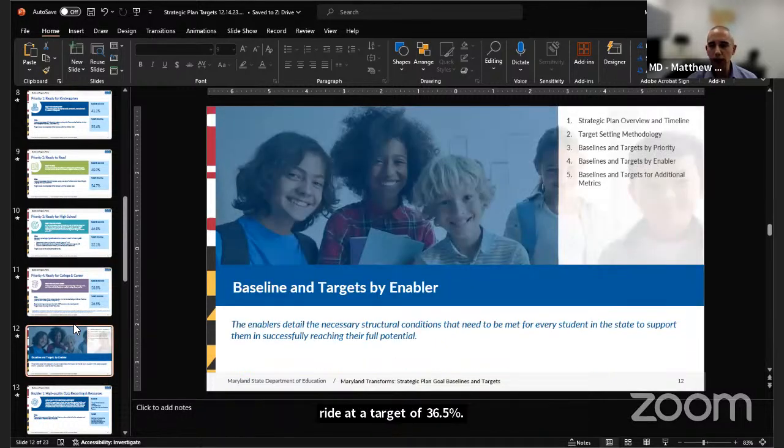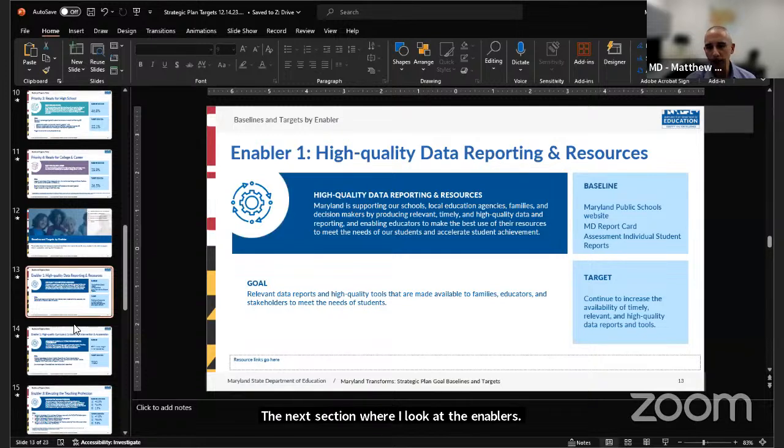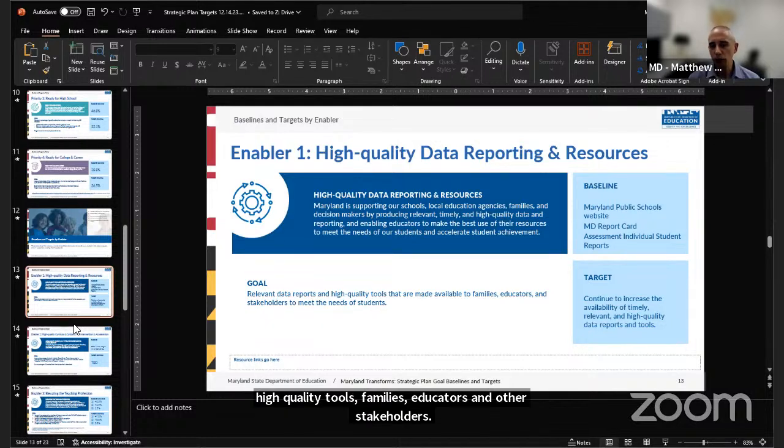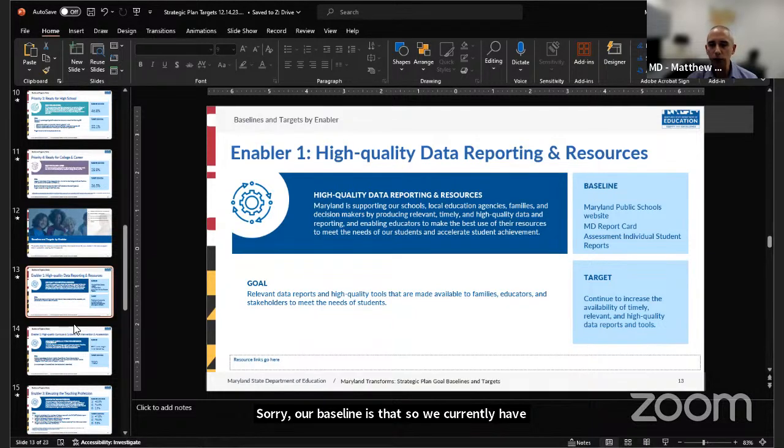The next section, we're going to look at the enablers. Now, enabler 1 is very different. It doesn't have a numerical metric. So this is around high quality data reporting, and the goal is to make available relevant data reports and high quality tools to families, educators, and other stakeholders. So our baseline is that we currently have the Maryland Public Schools website, we have the MD Report Card, where our accountability results are, as well as individual student reports for the assessments. And our target is to continue to increase availability of timely, relevant, high quality data reports and tools.